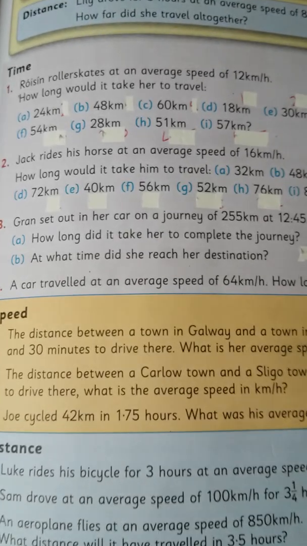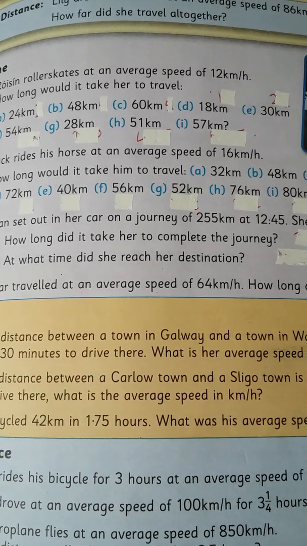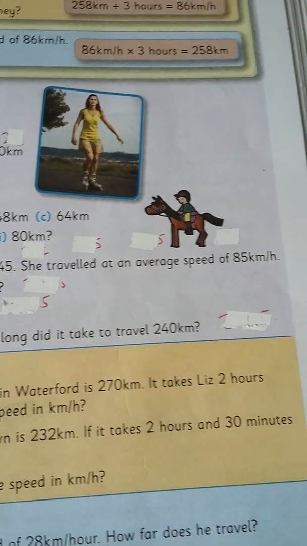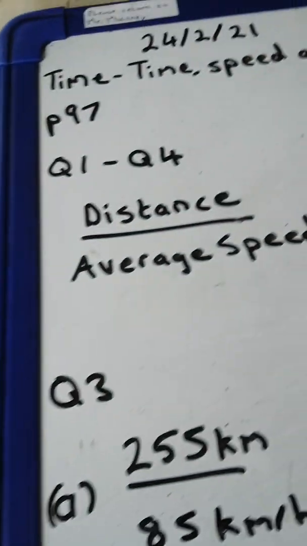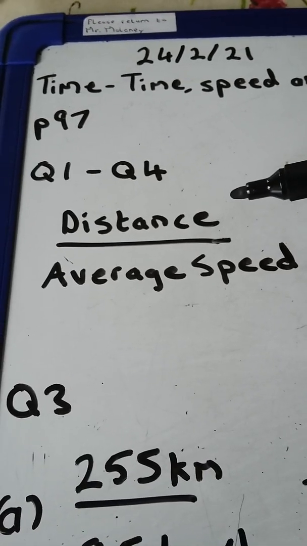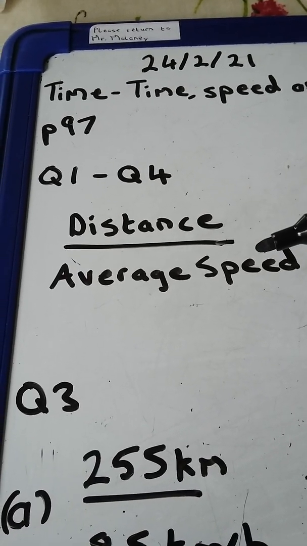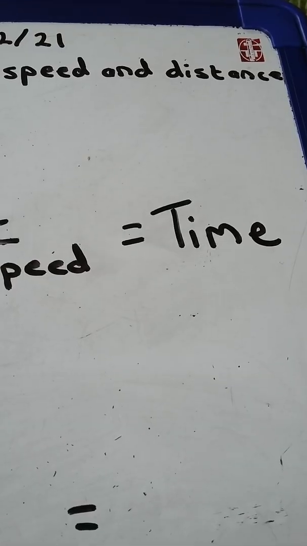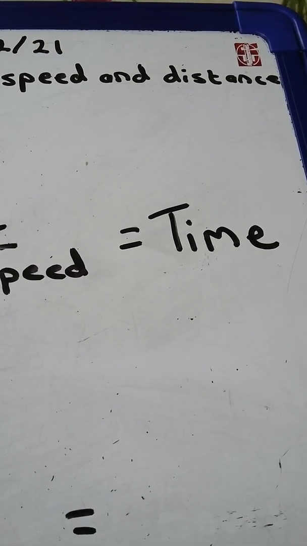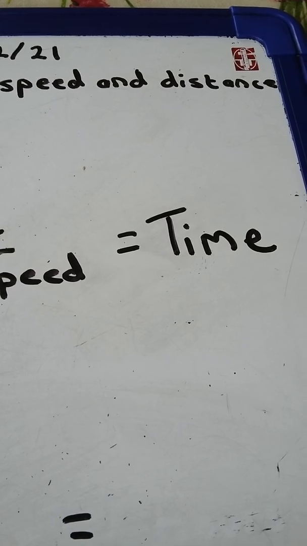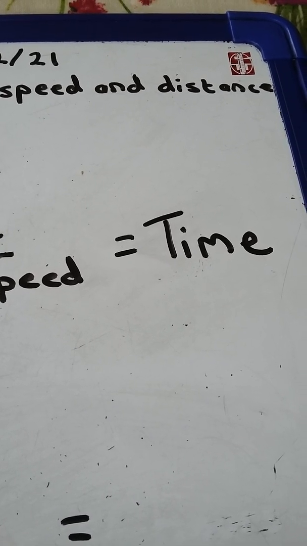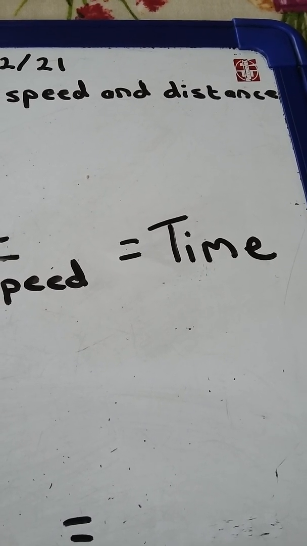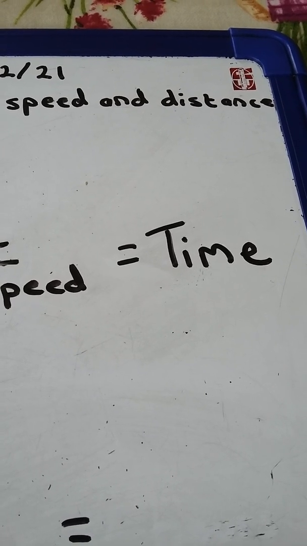Question 4. A car travelled at an average speed of 64 kilometers per hour. How long did it take to travel 240 kilometers? You can do this one yourselves. Remember the formula. Put the distance on top, divided by the average speed. That will give you the time it took. And if your answer is a decimal like 0.25, that's a quarter of an hour. 0.5 is half an hour. 0.75 is 3/4 of an hour. So you must change it at the very end to hours and minutes.